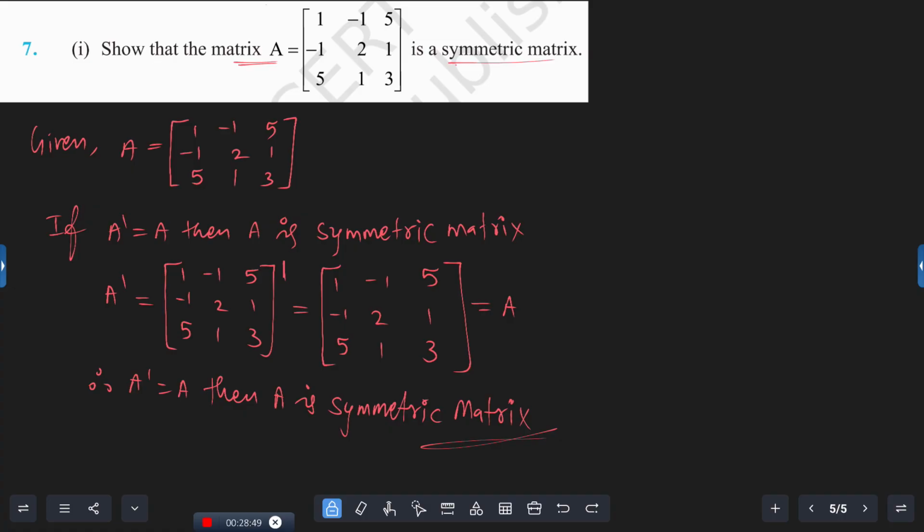Right. Next, in the same manner, in the seventh question we have one more subdivision. This was about a symmetric matrix. Now what about the second one? Yes, skew symmetric matrix, because we have only two portions: one is symmetric, the other is skew symmetric matrix. The second one we are going to see is the skew symmetric.